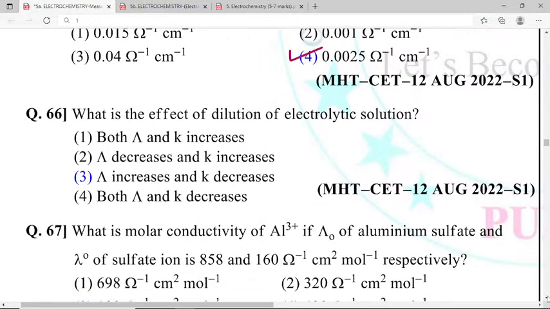What is the effect of dilution of electrolytic solution? So lambda is equal to 1000 K by C. As the dilution increases, concentration decreases, conductivity decreases, and molar conductivity increases.